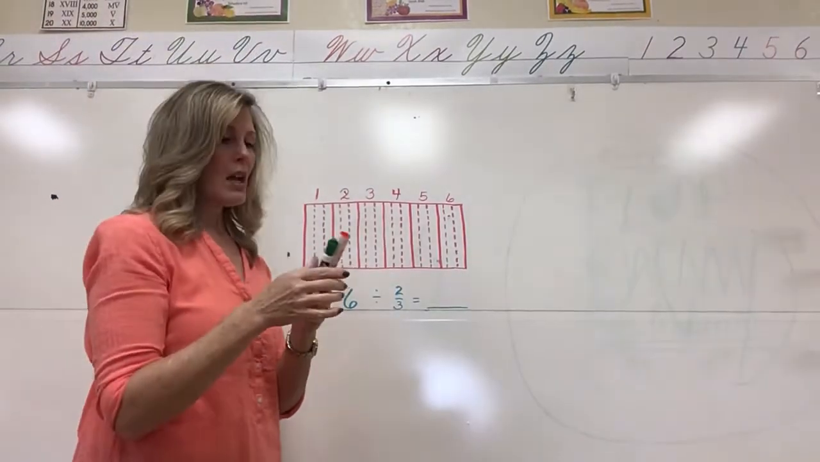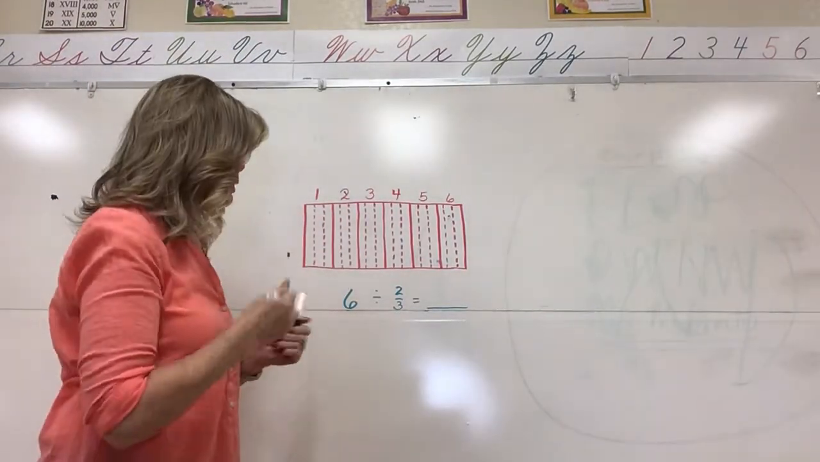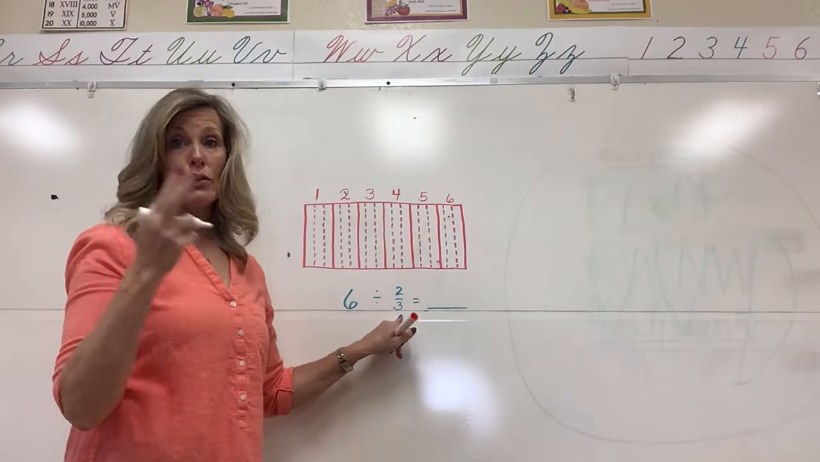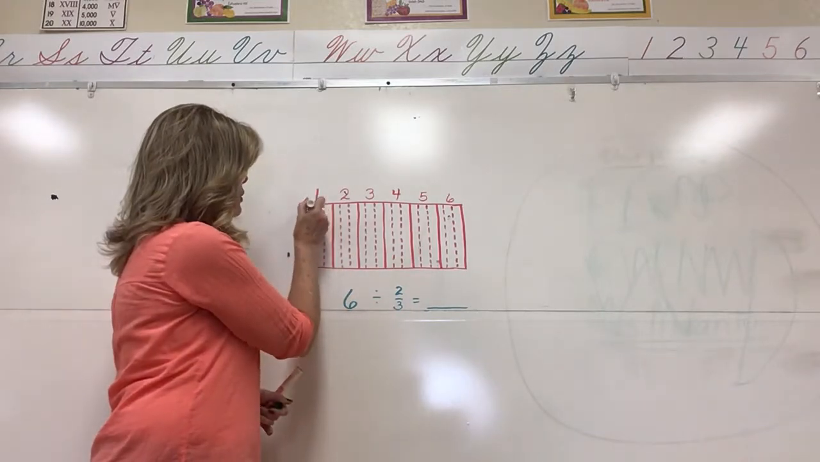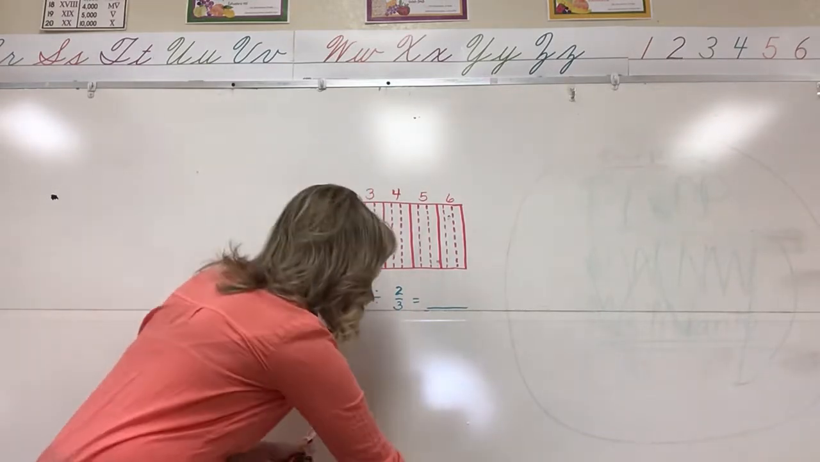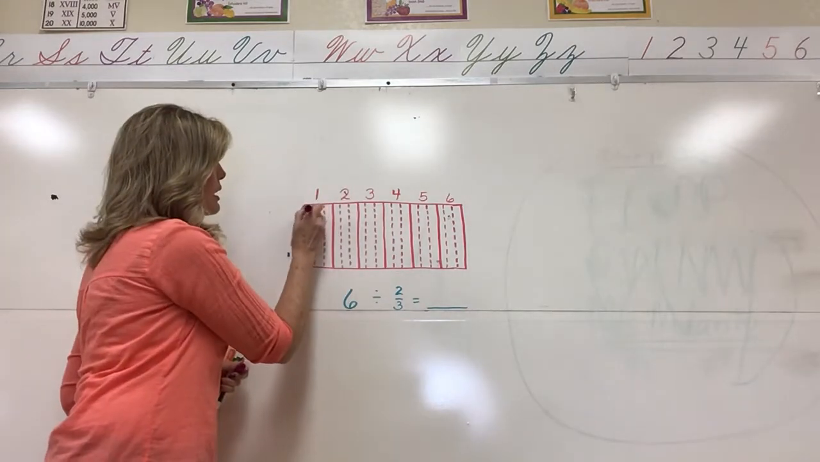Now, what I'm going to do next is show that I'm dividing it by 2/3. So here's a 2/3. Oh, now of course I picked up a marker that doesn't work. Let's try this one. Here's a 2/3.